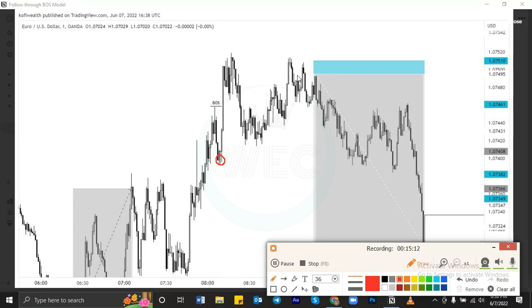So this is it. If it is a buy scenario, you're going to have it on the upside. You're going to have something like this, right? Then you're going to enter the market right here, and you're going to take it to the upside. Okay, so that is it. So let's move on to the next model.